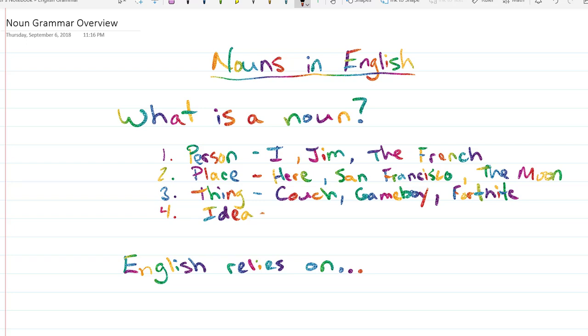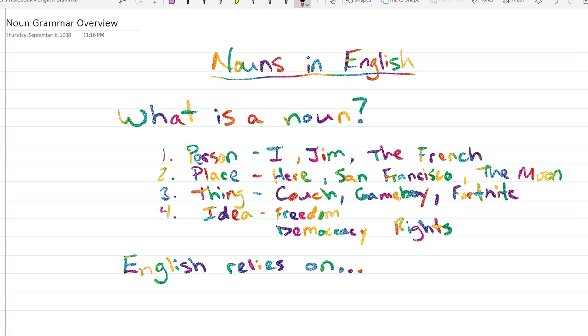And these can be a little bit more abstract, so the ideas of like freedom, democracy, rights, right? Things that might not be tangible, but still function like a noun. So person, place, thing, or idea is a noun.